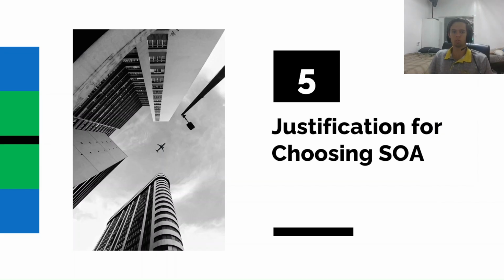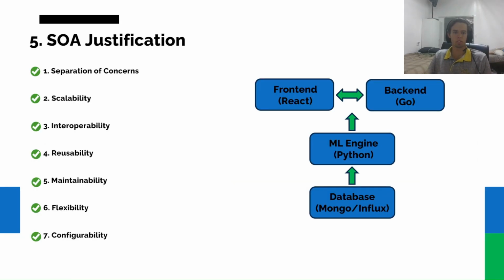So, why did we choose service-oriented architecture? First, SOA gives us separation of concerns. Each service solves its own sub-problem. That means we can work on parts like the machine learning engine, back-end, and front-end independently without stepping on each other's toes. Second, it brings scalability.